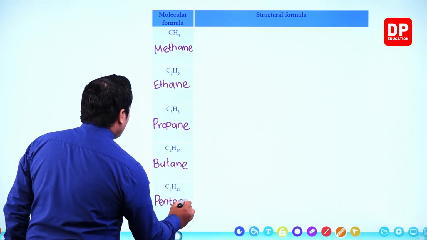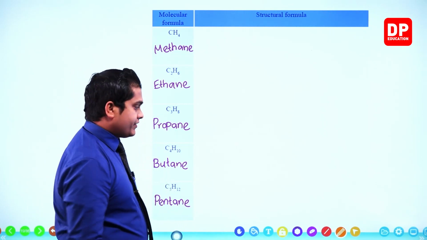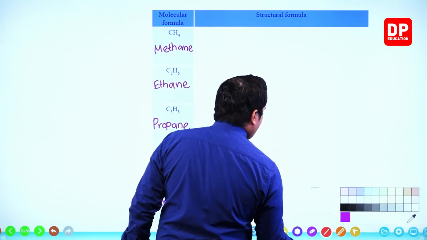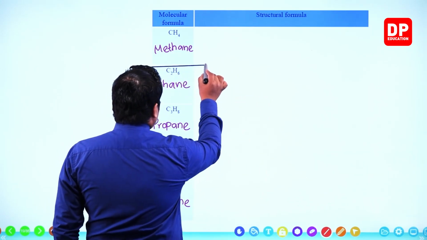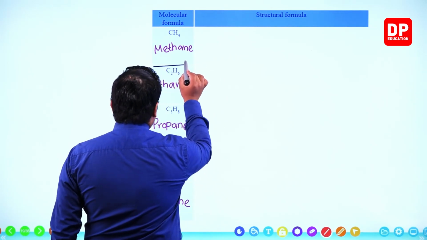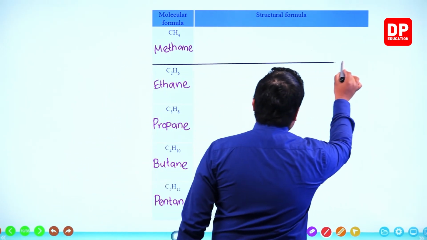So how to draw their molecular structures? Very simple, my dear children. First of all, you take the number of carbon atoms present in each, right? Number of carbon atoms present in each of these substances. First of all, you take that thing.